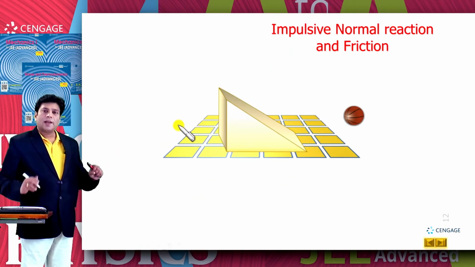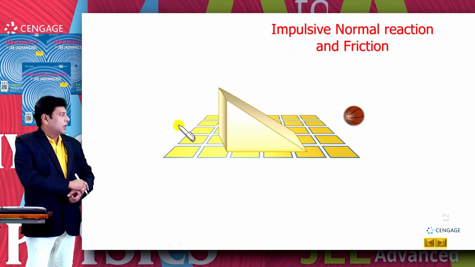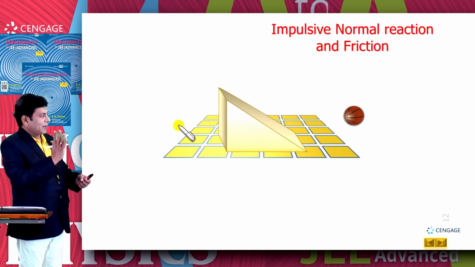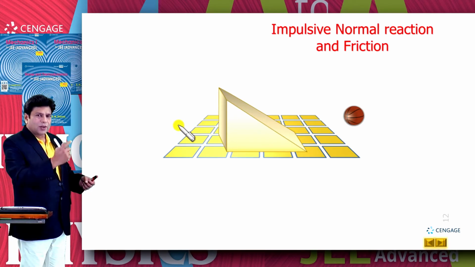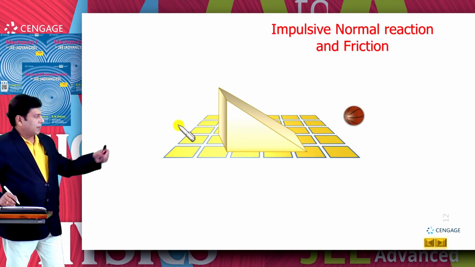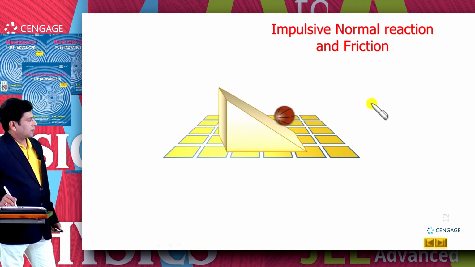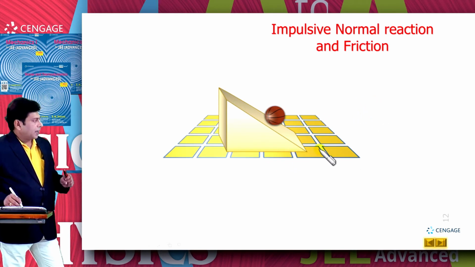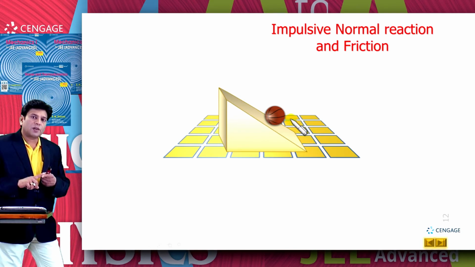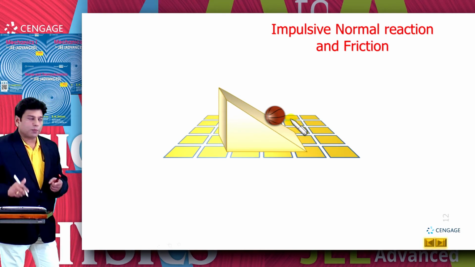Here you can observe the same type of situation, but the difference is, in this case the ball strikes the sloping surface. There is friction between the wedge and the ground. So let us collide this ball with a sloping surface like this. Now let us investigate which normal reaction and friction force is impulsive and which is non-impulsive in nature.